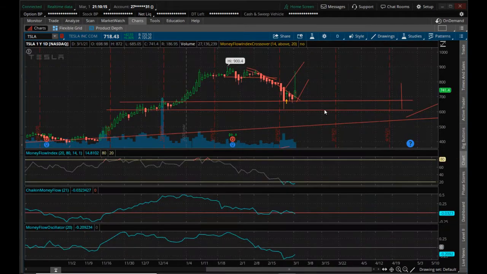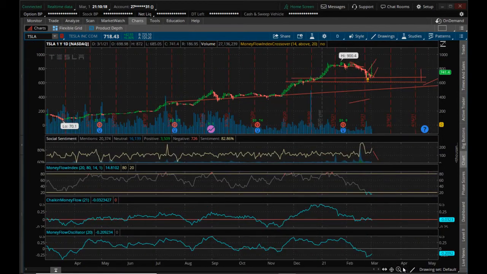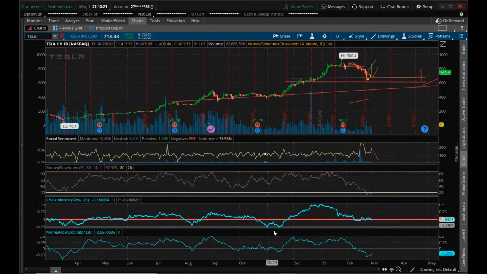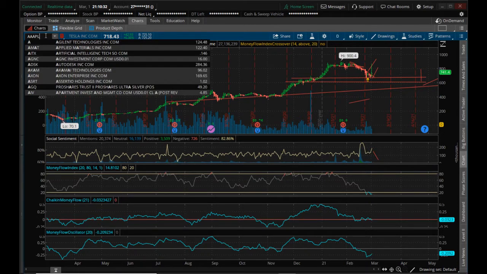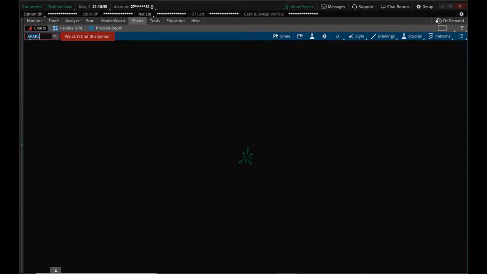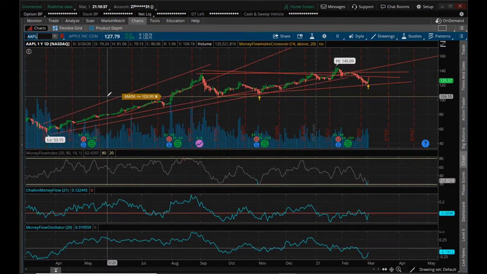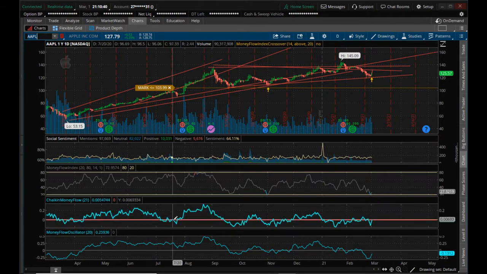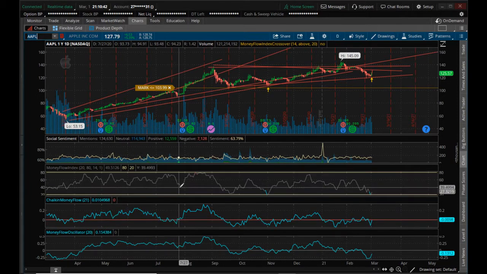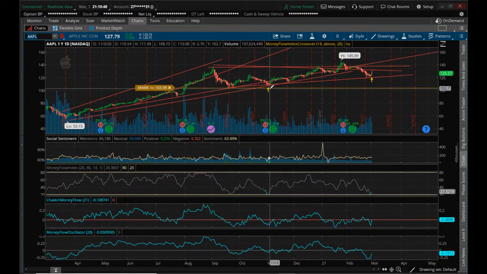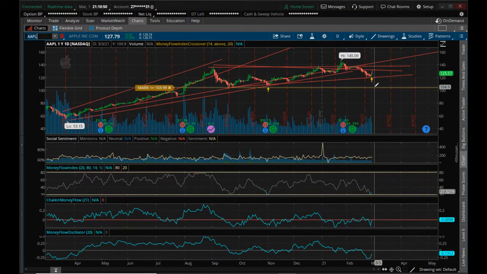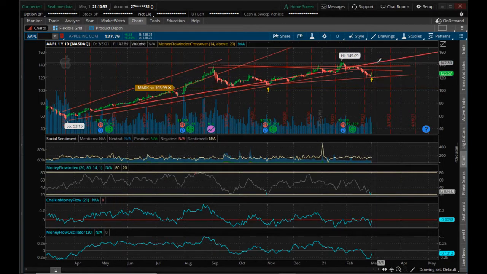Let's see how they look on the daily. Okay. We can see how they have a big jump here. Let's check out something else, like Apple. We see these big jumps here. There's a crossover. Here's a crossover in the money flow. So it looks like money is starting to flow back into the market.